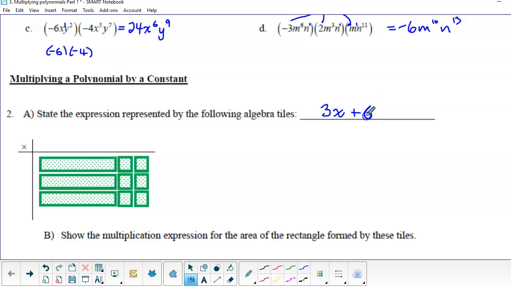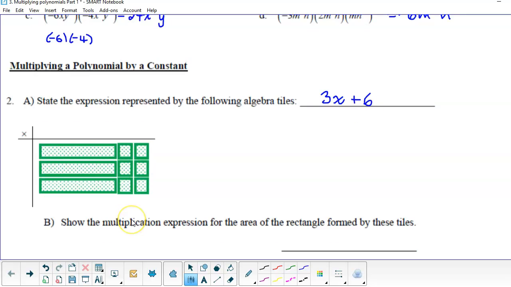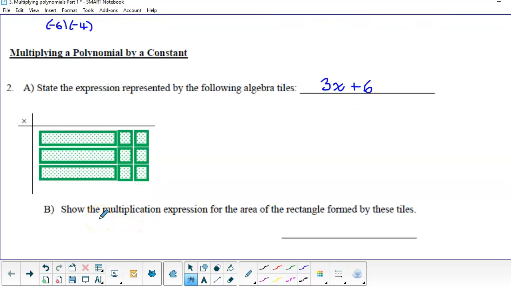plus 6. Okay. Then the second part says show the multiplication expression for the area of the rectangles formed by these tiles. So basically, on the outside, we want to state, okay, what does this length represent? Think about it being a rectangle. Well, that is x, and this is plus 2. Here, if we look this way, that dimension is the same as a dimension of 1. Remember, these are 1 by 1s, these little squares, so that's going to be 3. Okay, so the multiplication expression is 3 times x plus 2.